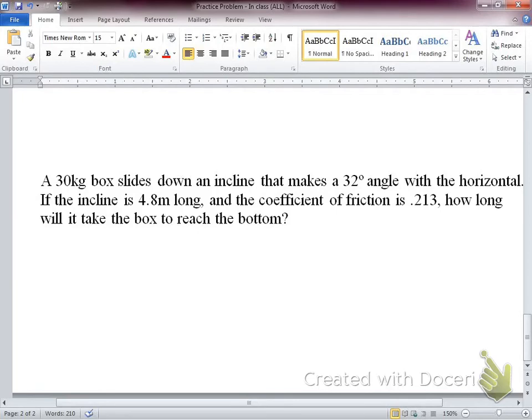So tell me before we get started, what's our overall goal in this problem? What's our overall goal going to be to find? Time. Very good. Time. Okay, so you will need your kinematics equation for this eventually. So you might want to get those out if you don't have them out already. That's going to be our overall goal here eventually.